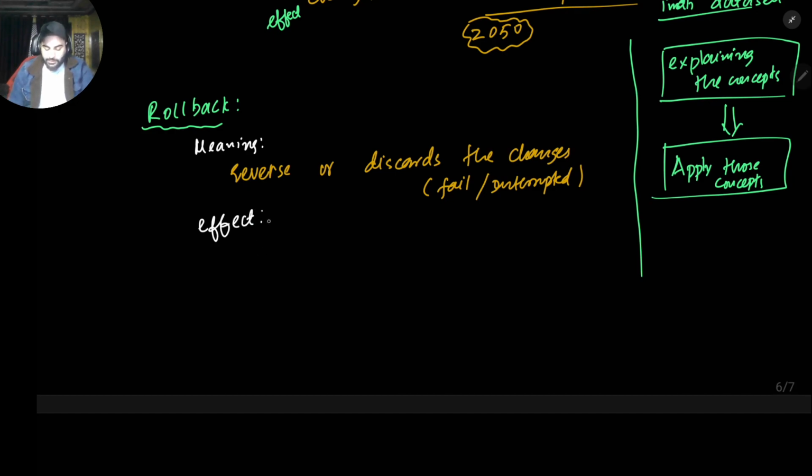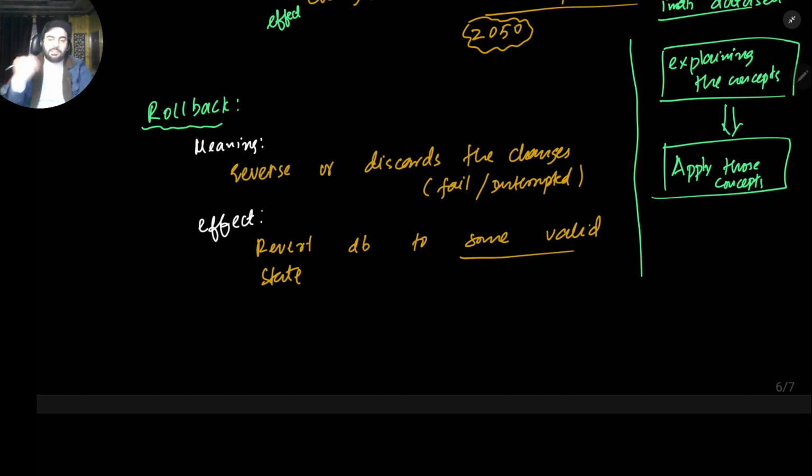So it will revert the database to some valid configuration, to some valid state, let's suppose. So it will undo the change. When it reverses and discards the change, all the changes that were done in the database, it will revert them back, undo them back to get the database into some valid state again. So that state that it was in initially when that transaction started.